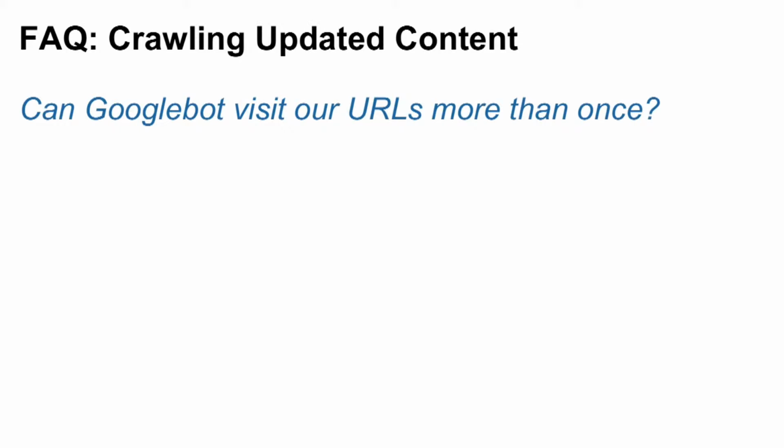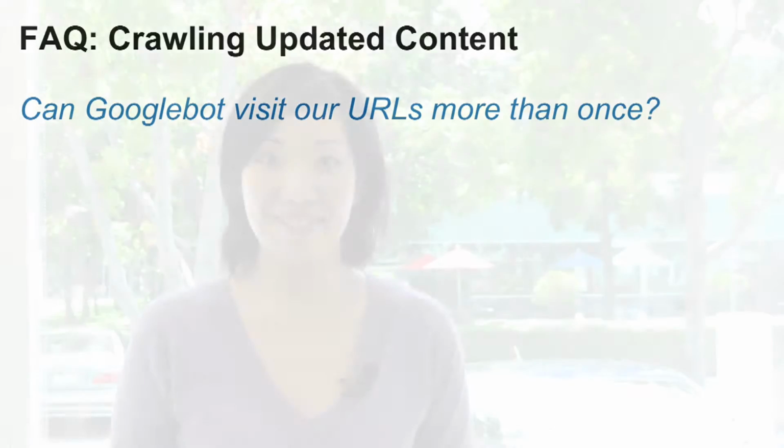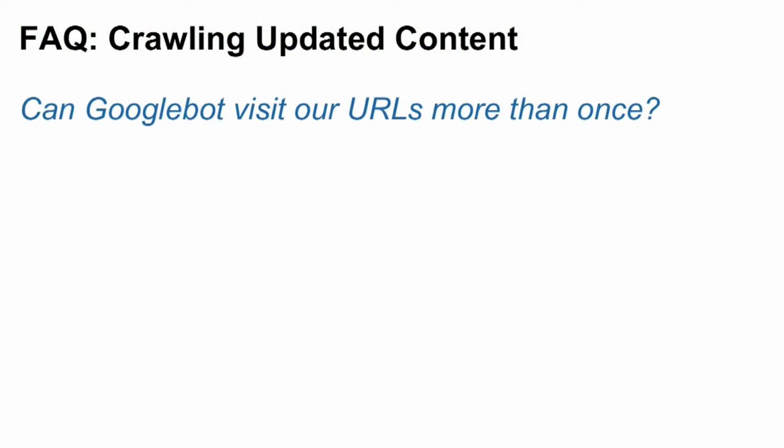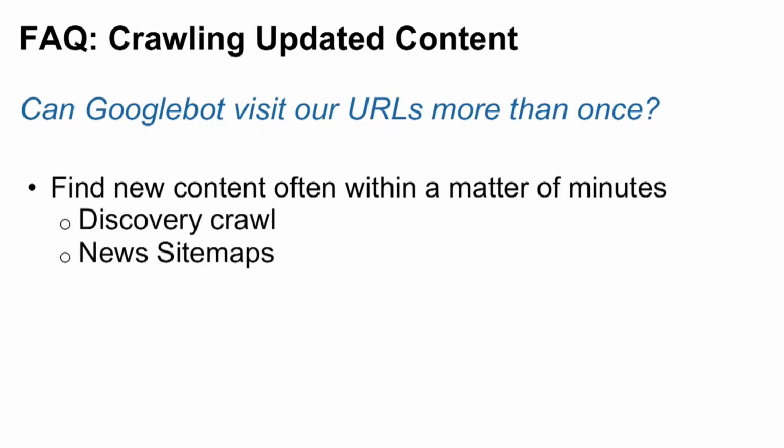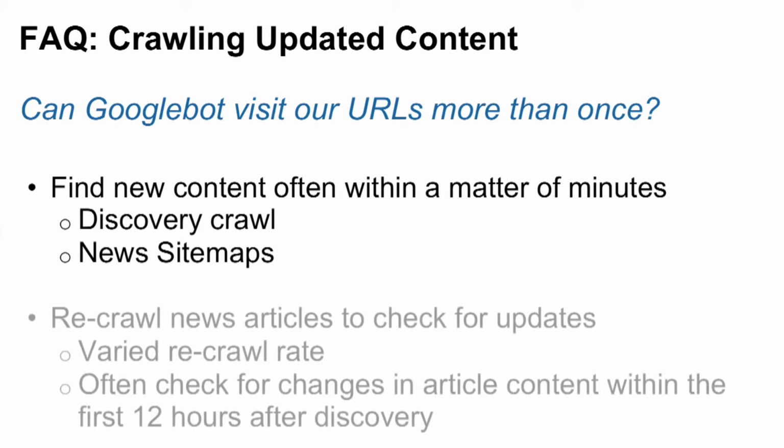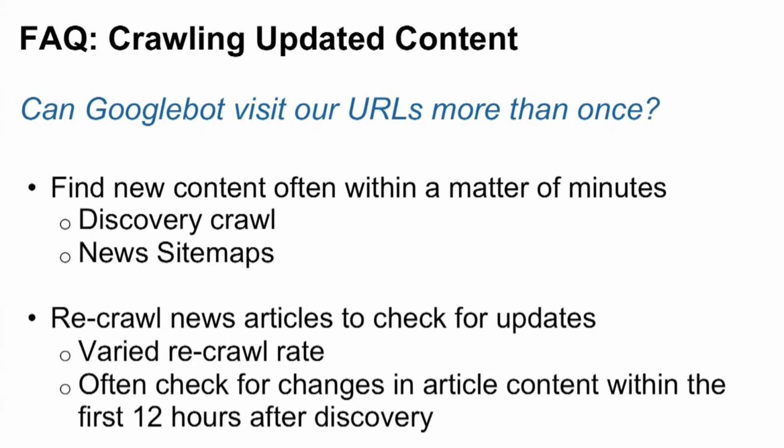Another frequently asked question is, can Googlebot visit our URLs more than once? And the answer is yes. We can definitely recrawl URLs to check for updates. But just taking a step back, initially, Googlebot can actually find your new content within a matter of minutes of when you published it. And we find your new content through our discovery crawl or through news sitemaps. And after that initial discovery, we will definitely go back and recheck for new article content.